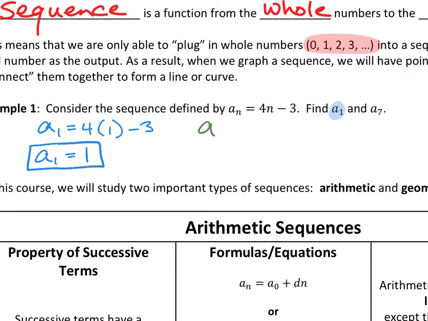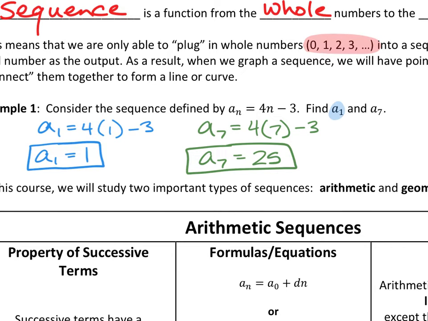So if we wanted a sub 7, that means the number in the pattern that I'm looking for is the 7th number in the pattern. That would be 28 minus 3, so a sub 7 is equal to 25. The 7th term in the sequence is 25. Do we see that notation and how that works? Okay.